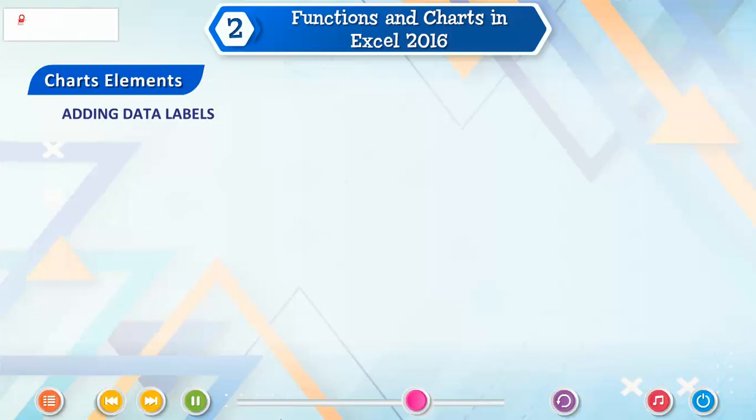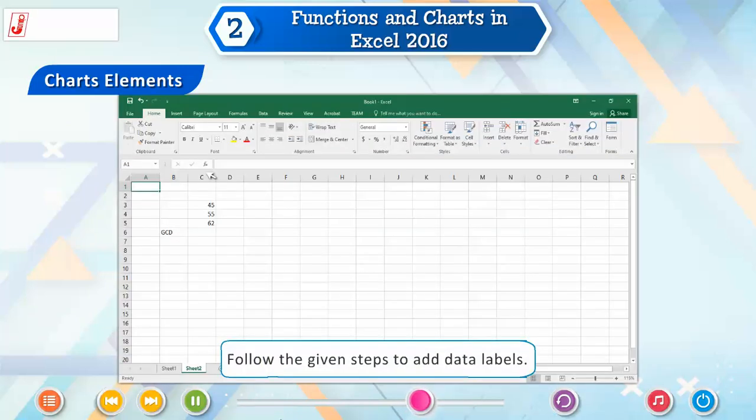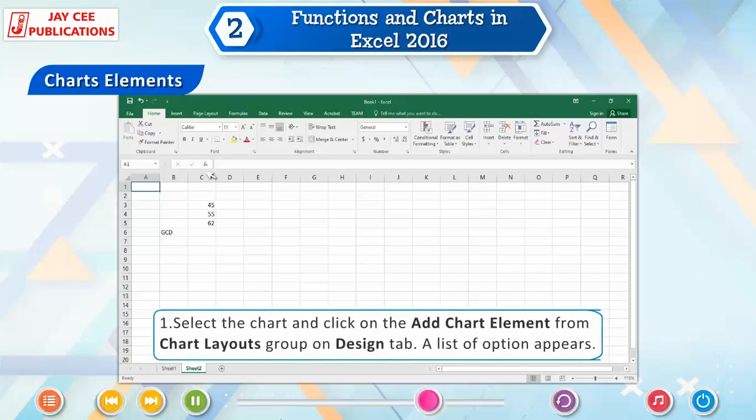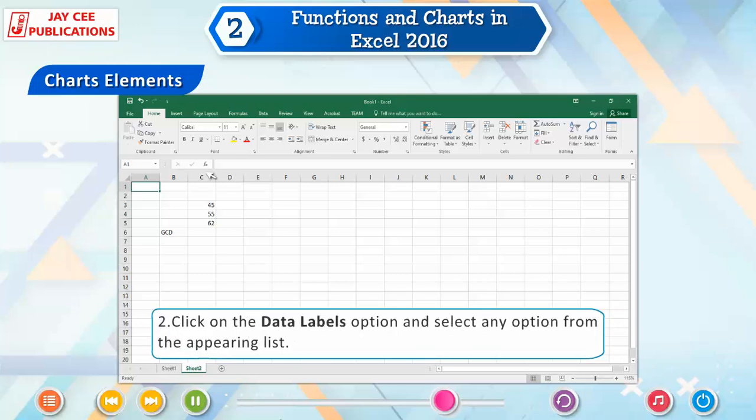Adding data labels. Follow the given steps to add data labels. 1. Select the chart and click on the Add Chart Element from Chart Layouts group on Design tab. A list of options appears. 2. Click on the Data Labels option and select any option from the appearing list.